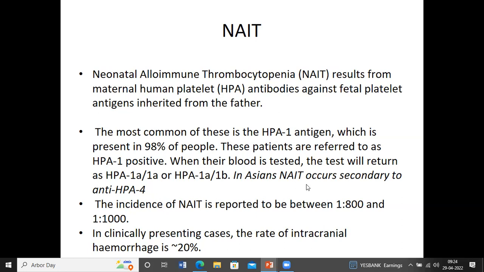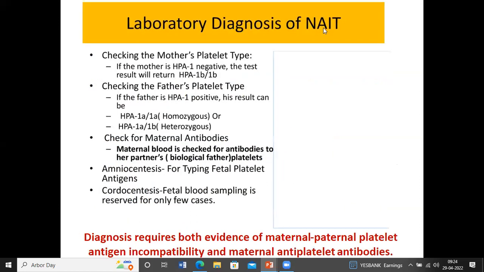Now, although in Asians NAIT occurs quite commonly secondary to anti-HPA-4, the incidence is as high as 1 in 1,000. And in clinically presenting cases, ICH, or intracranial hemorrhage, can be seen in as high as 20%. And by all means, we have to try to prevent ICH. Lab diagnosis for NAIT is by doing maternal platelet type and also checking the father's platelet type. Once this is done, we have to check whether the mother has antibodies against the father's platelet antigen. Once this is seen, then the diagnosis is confirmed.